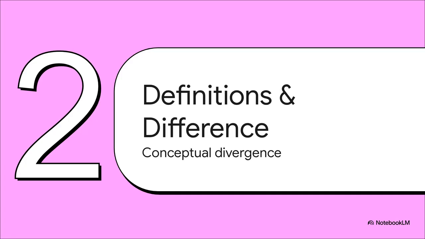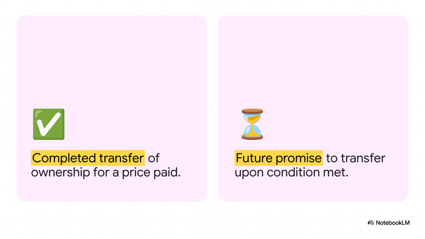Moving to heading 2, definitions and essential difference. Make sure you note down the precise conceptual divergence between these two legal terms. Look at the screen. Sale, completed transfer of ownership in exchange for a price paid or promised, versus agreement to sell, promise of future transfer, or a contract that sale takes place in future.